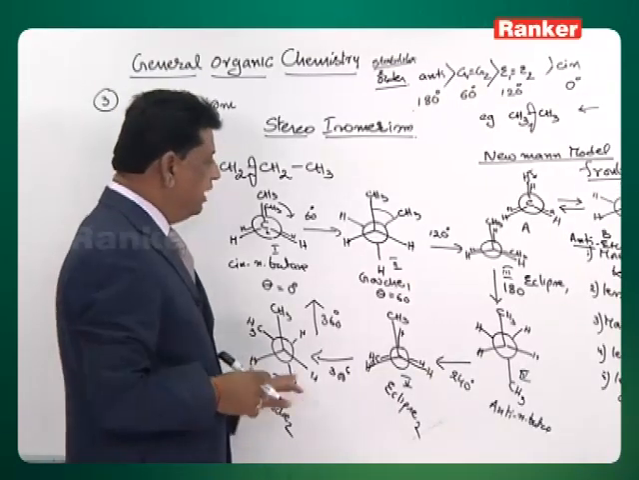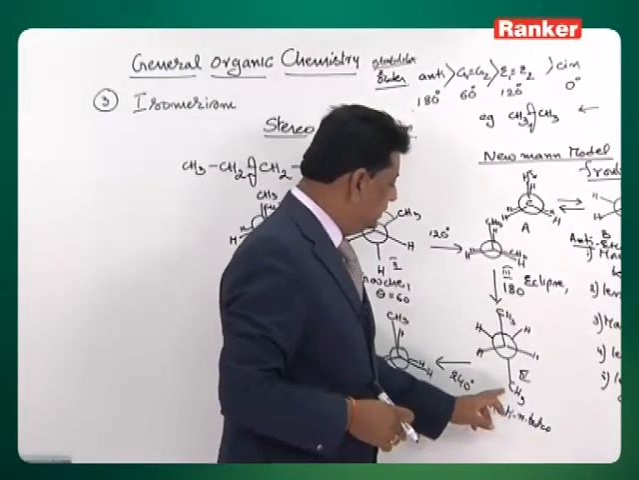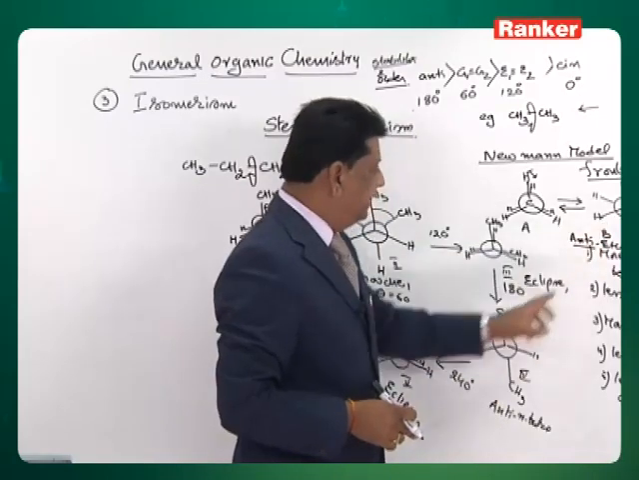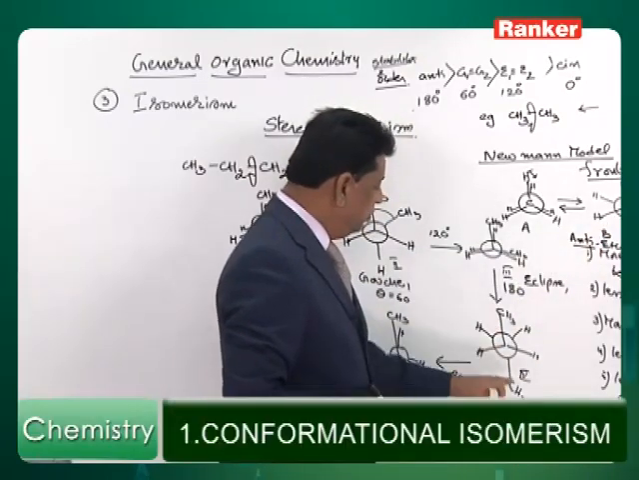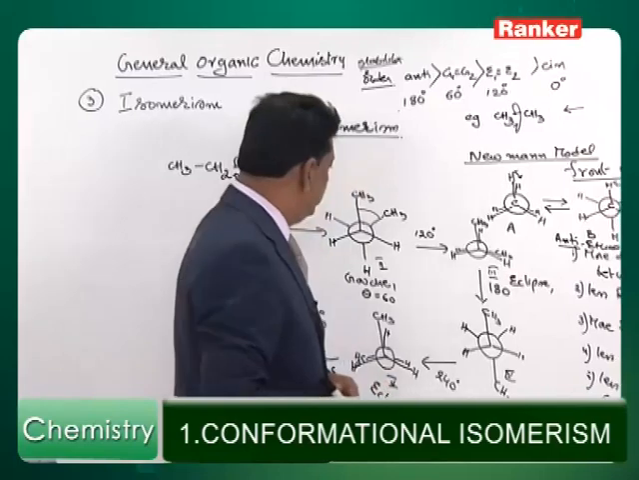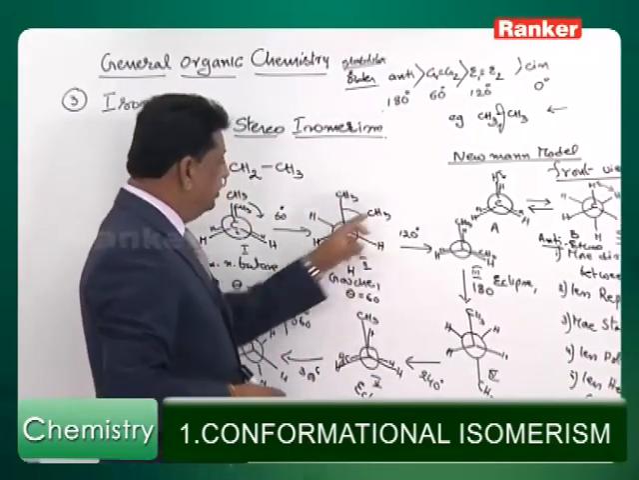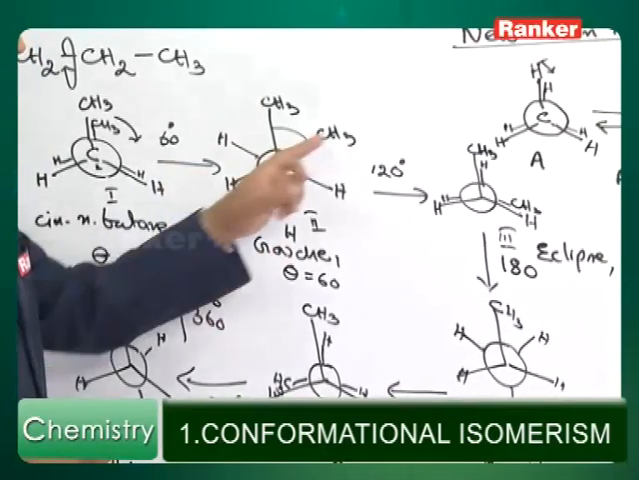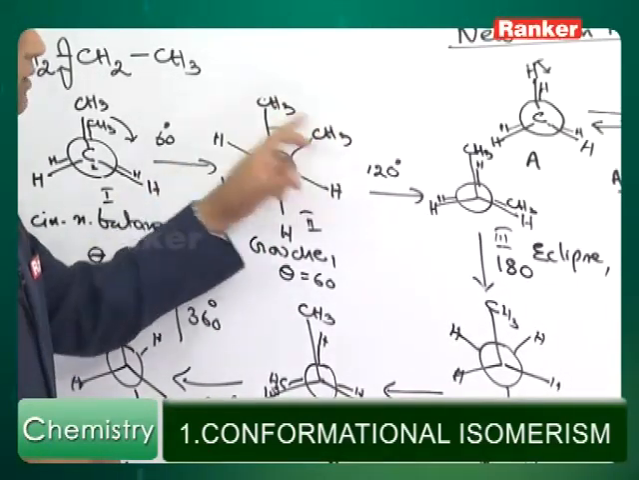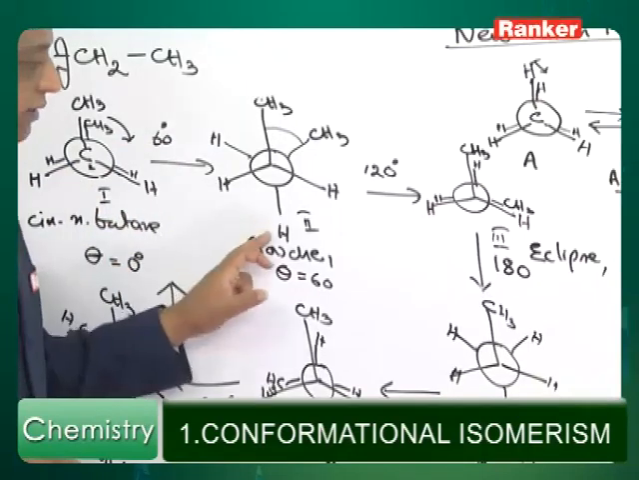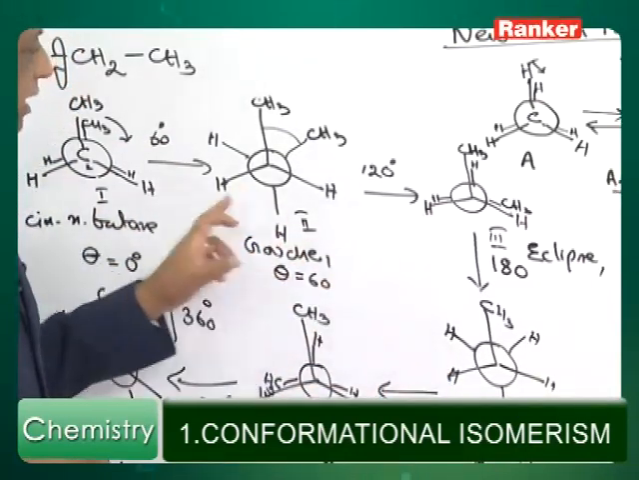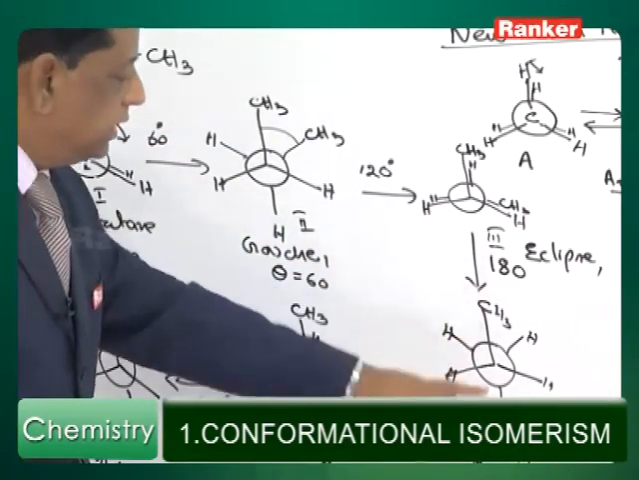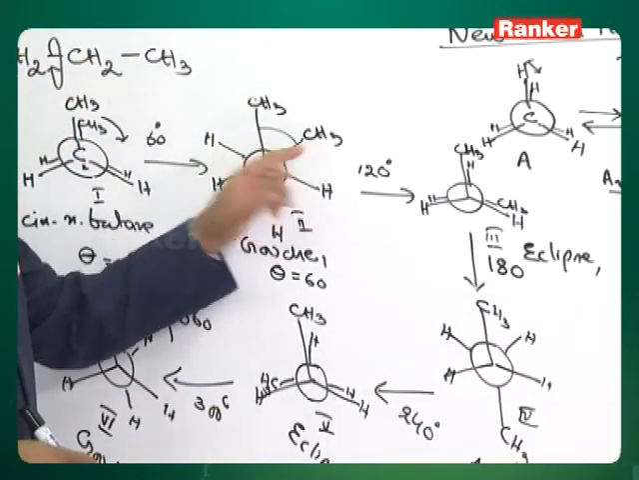In the anti, we have all opposite, isn't it? This looks like anti-ethane, and also the two big groups are opposite. So here also opposite, but the two big groups are not opposite. Methyl hydrogen opposite, methyl hydrogen opposite. Two methyls are very close. So you compare this and this: both are anti-conformers, but in one the two methyls are opposite, and in the other the two methyls are close.